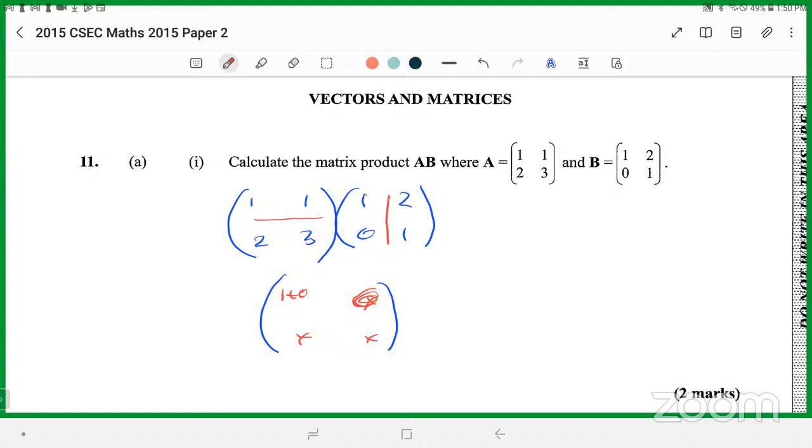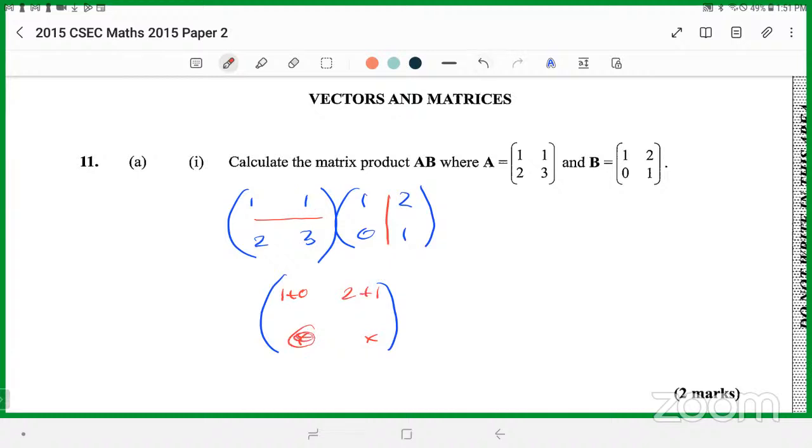And this value out here now is in the first row, second column. Same thing again. First element times first element, second element times second element. 1 times 2 is 2, and 1 times 1 is 1.